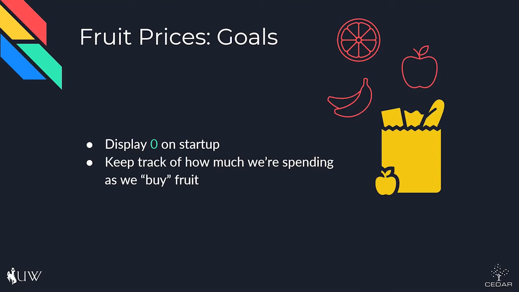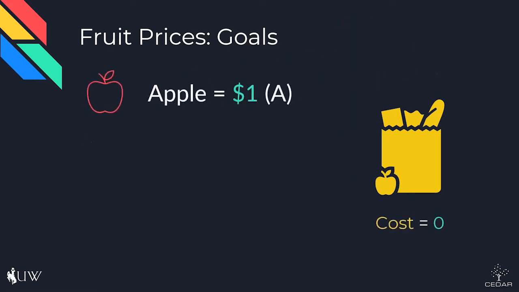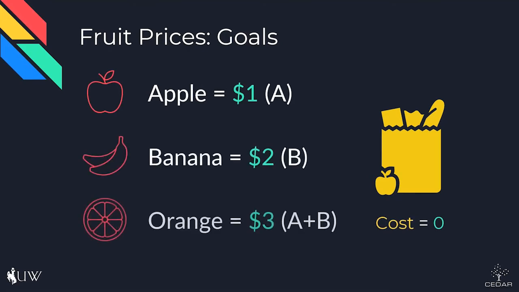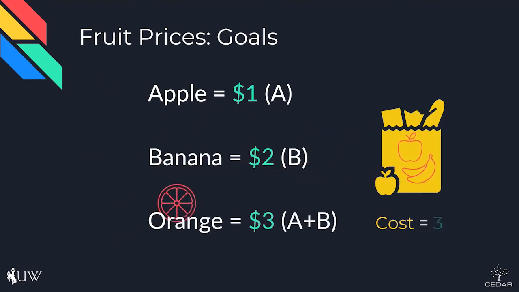Our goal is for the microbit to display the number 0 when it starts up and then keep track of how much money we're spending as we buy fruit. For this activity, let's say an apple is $1, a banana is $2, and an orange is $3. Then we can press A to add an apple to our cart, B to add a banana, and A and B together to add an orange. Finally, we should have a way to restart our cost variable in case we accidentally add the wrong fruit. We can do that by resetting our cost to $0 when we shake our microbit.